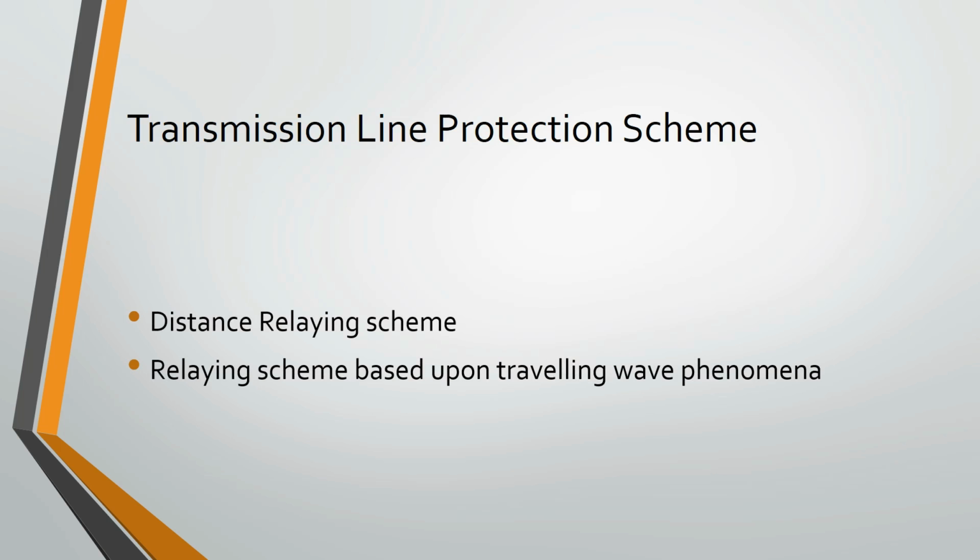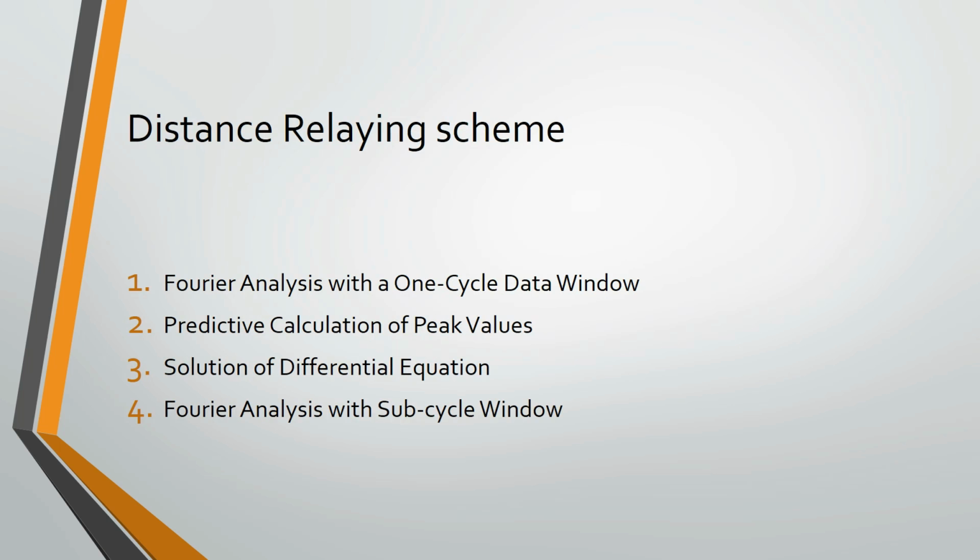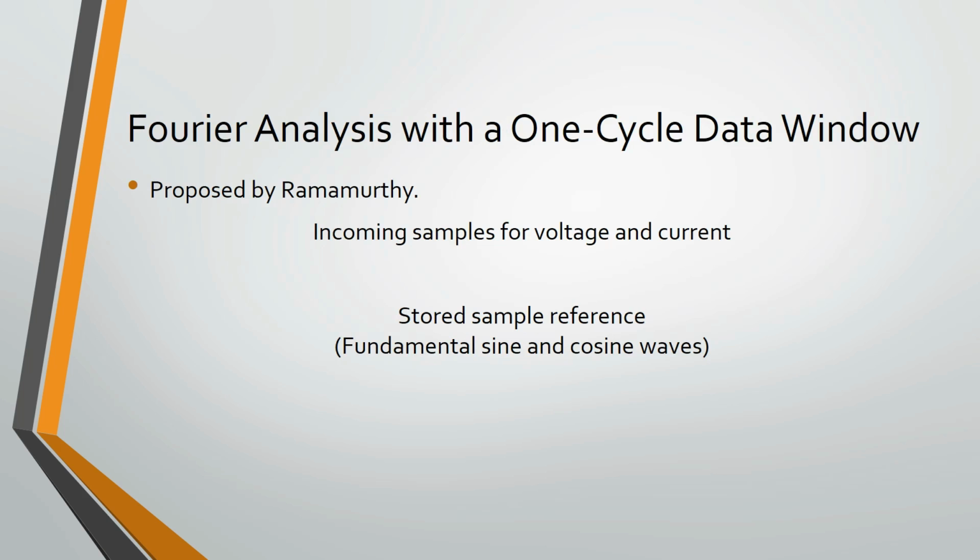Also, a relaying scheme based upon wave phenomena was introduced. The distance relaying scheme includes the following 4 points. First, Fourier analysis with one cycle data window. One cycle data window means the input of only one cycle is taken into consideration. This reduces the processing time of the processor.